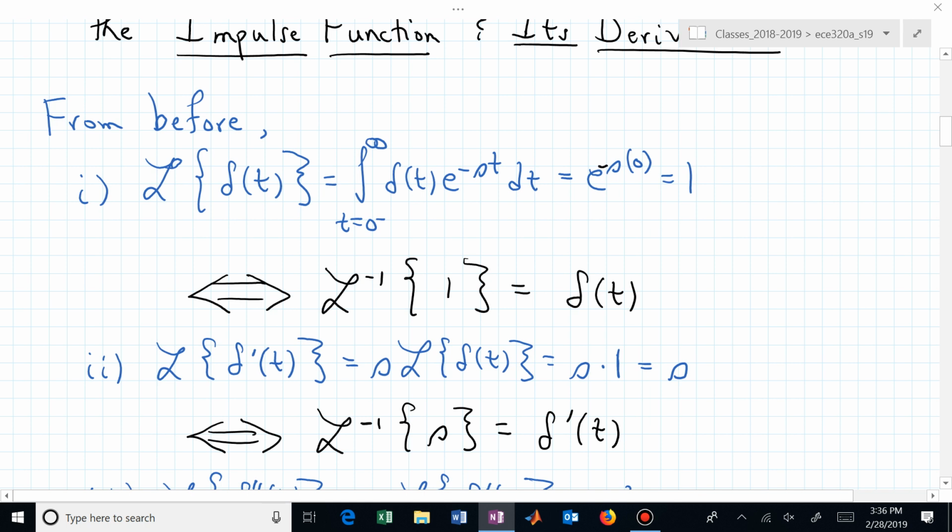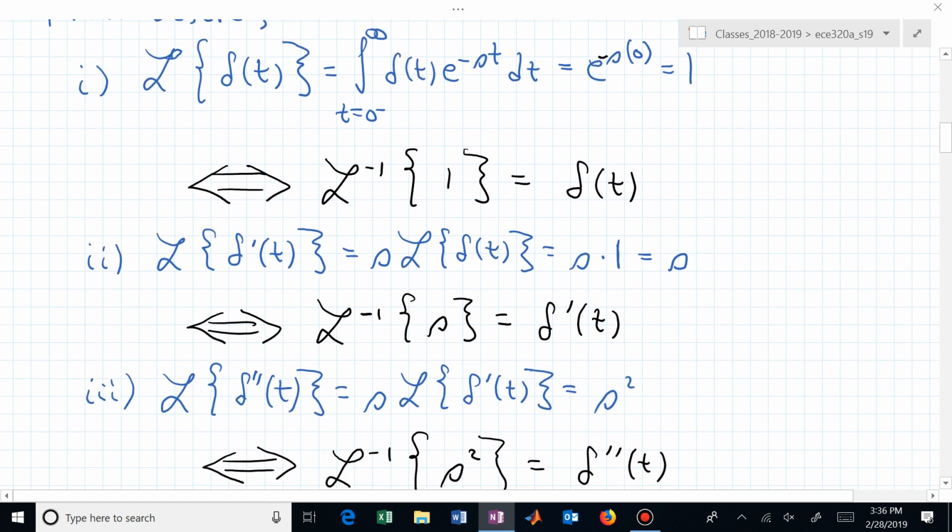Meaning the pair, or this relationship, says that if we wanted to inverse Laplace transform s, and that s could be scaled, then we would obtain in the time domain a scaled derivative of the impulse. And we could just keep going and going and going.